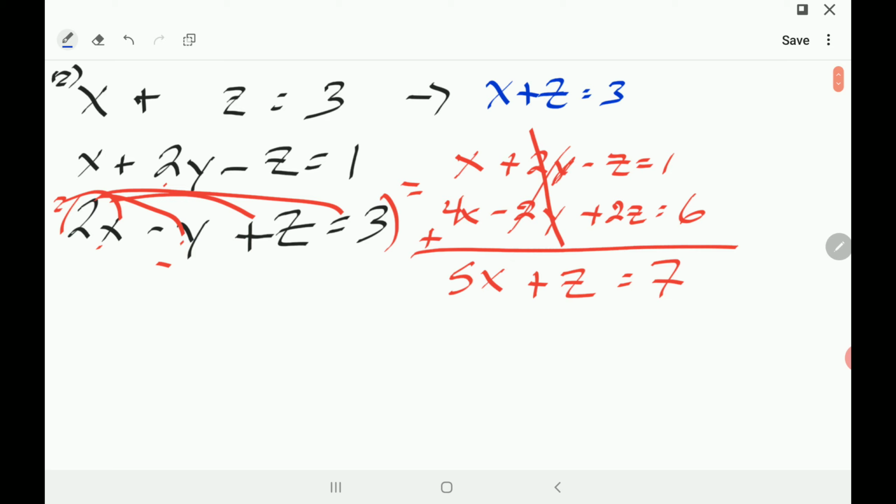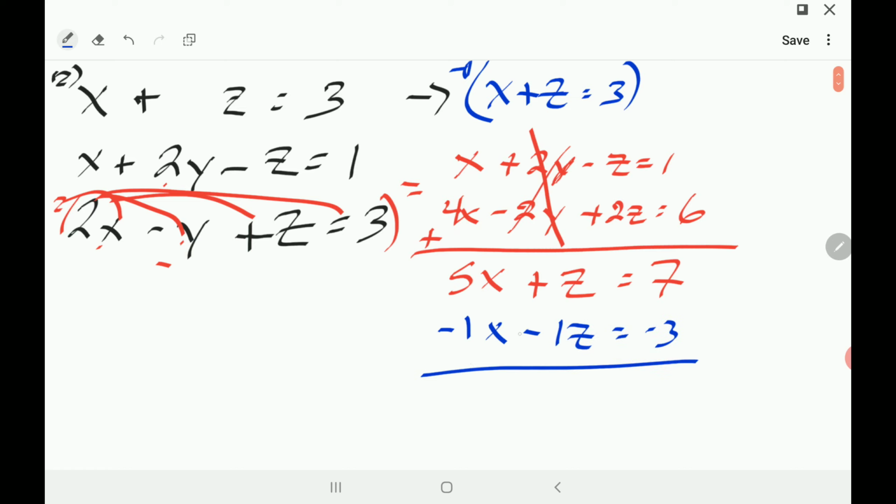I'm going to get rid of the z because it's really easy to get rid of z here. I could get rid of the 5, but I'm going to get rid of the z and multiply this top one by negative 1. So that's going to become negative 1x, negative 1z equals negative 3. That gives me 4x equals 4. So x equals 1. All right, see, it's really not that bad.